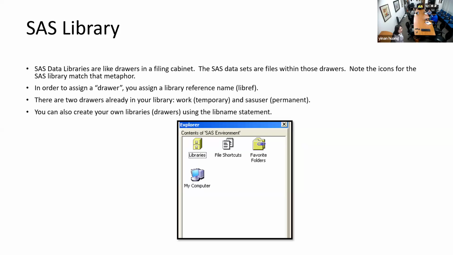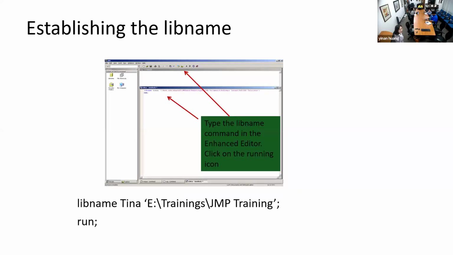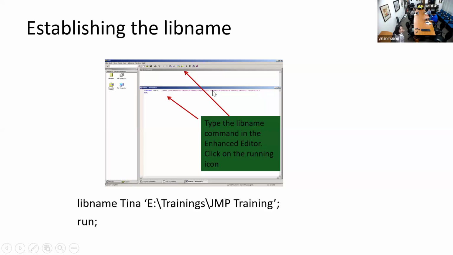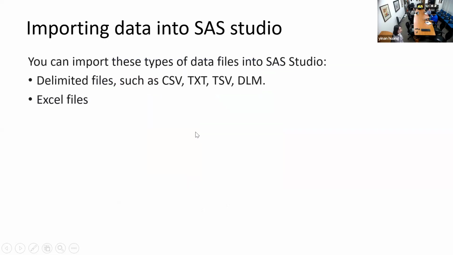Okay. This is what we showed in the local SAS that we have already seen last time. On your left hand side, there is the Explorer window. In the Explorer window, there is the library button. And then in the editor window, you can type your libname to specify your library. For example, we type here libname Tina, and then there is a path you want to assign to.